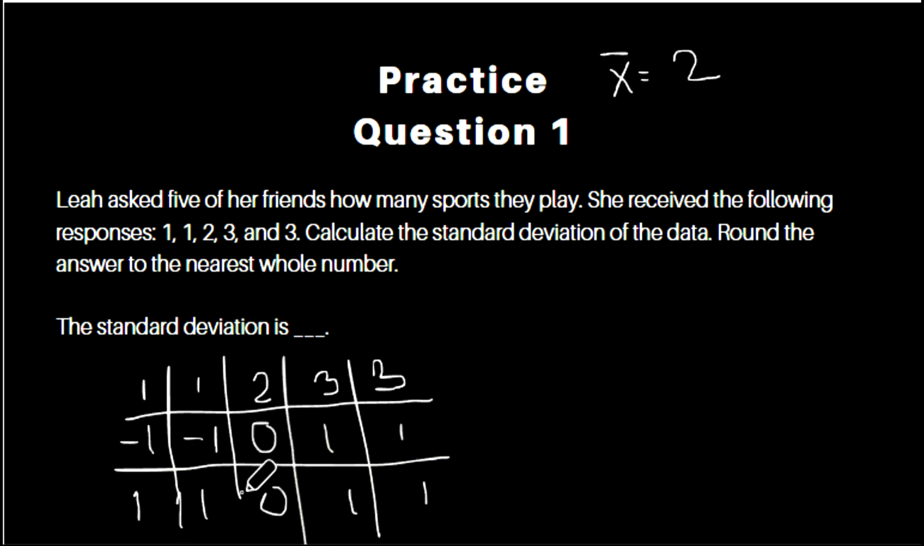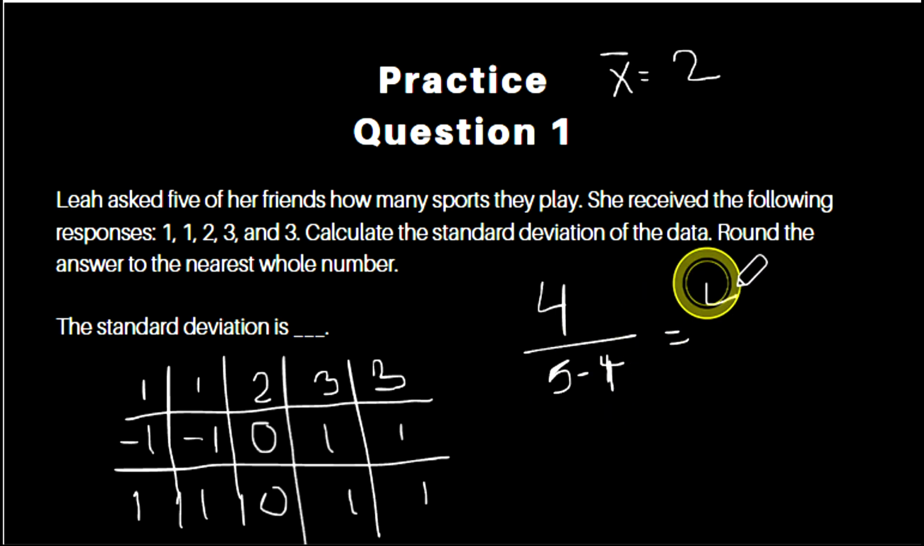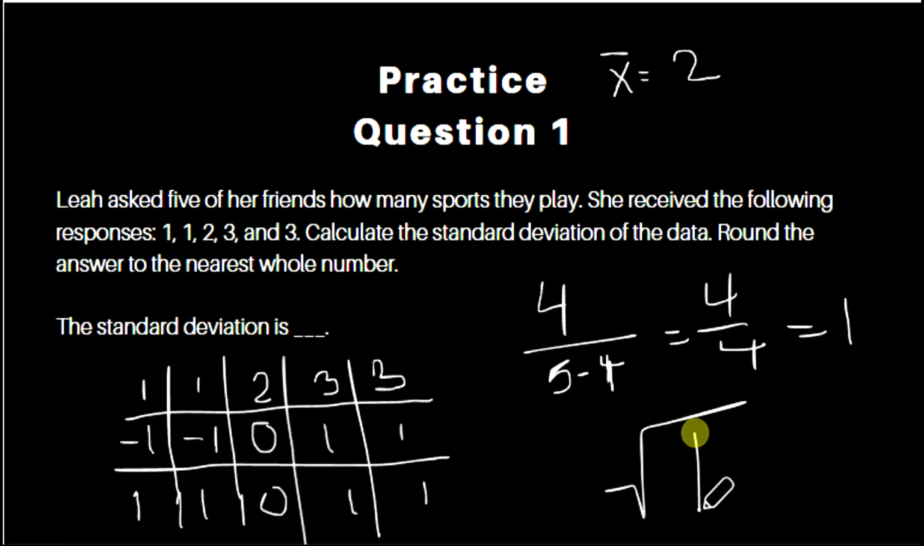Now we're going to find the mean again. So 1, 2, 3, 4 divided by n minus 1, which is 5 minus 1, which is 4. So it ends up being 4 divided by 4, which is 1, which means that we need to then take the square root of 1, and that's a calculator thing because it's going to be some stupid number.